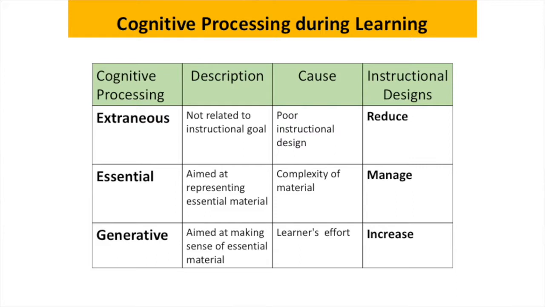What should be reduced? Essential processing, in the representation of essential material. For example, certain dynamic processes, like cell division or a certain chemical reaction going on. You have to show everything. You cannot take away anything from that, and it's very complex. So how could we present that essential information? How could we manage it? For example, cut it into segments. That is for managing it.